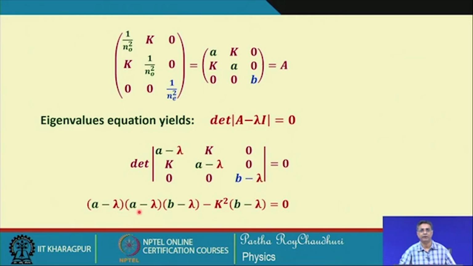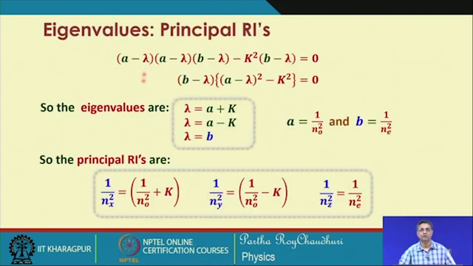If you open up the bracket, we will get (a minus lambda)(b minus lambda) minus k square (b minus lambda) equal to 0. From this equation, if you take (b minus lambda) out as a common bracket, then you will have (a minus lambda) square minus k square equal to 0. This gives you 2 possibilities: this bracket may be equal to 0, or the bracket b minus lambda may be equal to 0.